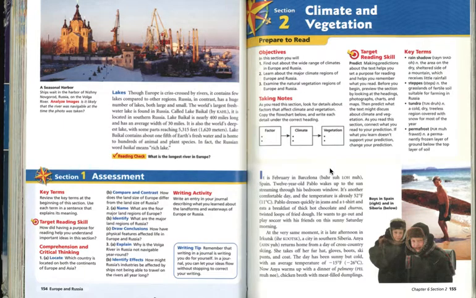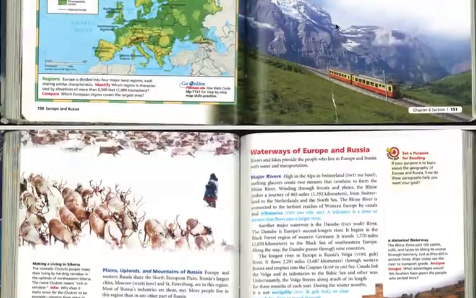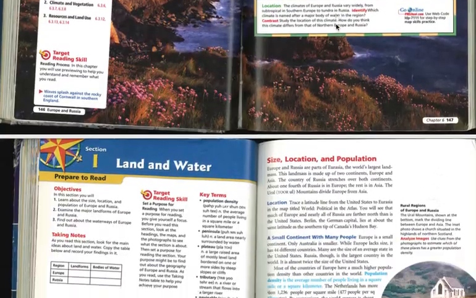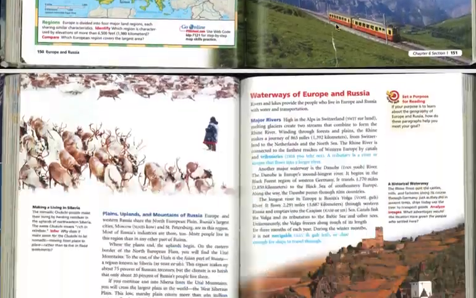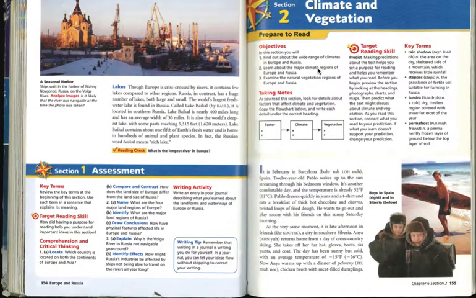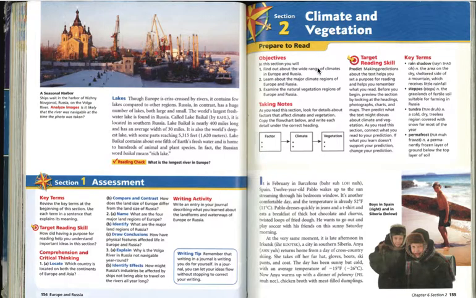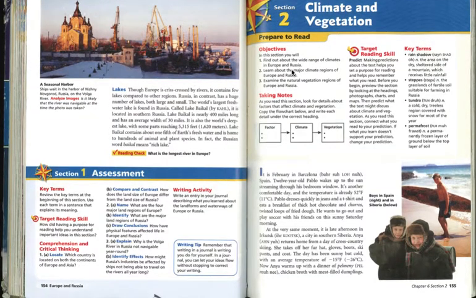Today we will read section 2, Climate and Vegetation. If you remember from section 1, we read about in Europe the land and water. So now we're going to look at the climate and the vegetation. The objectives in this section, you'll find out about the wide range of climates in Europe and Russia.